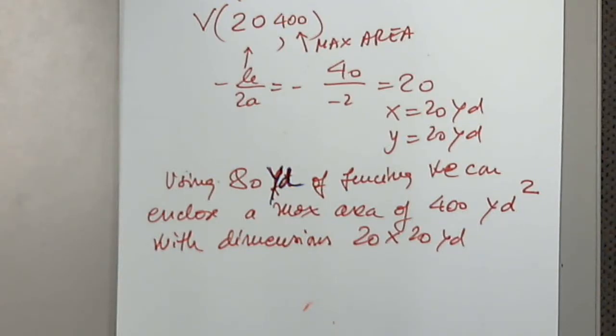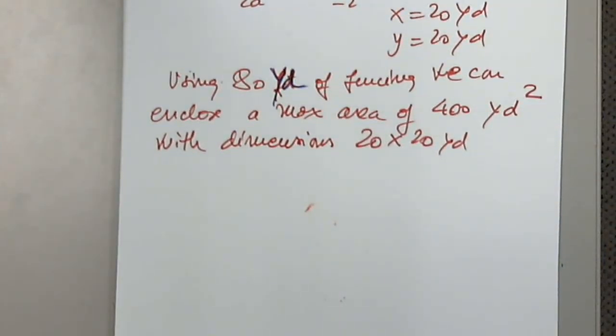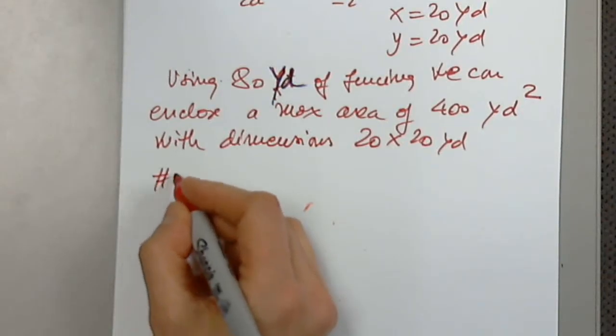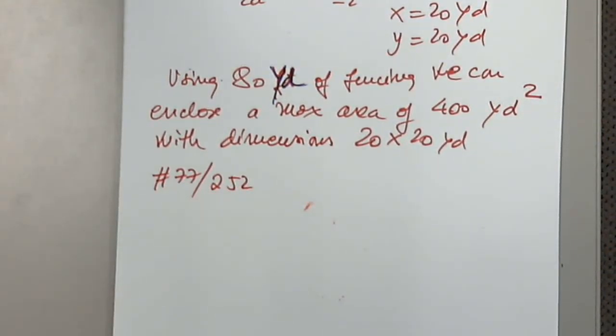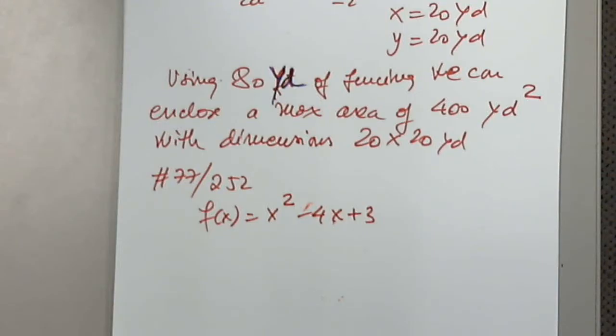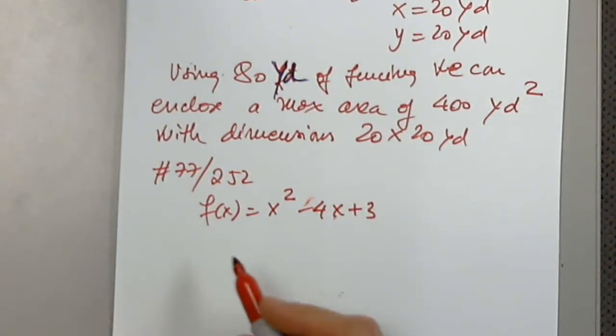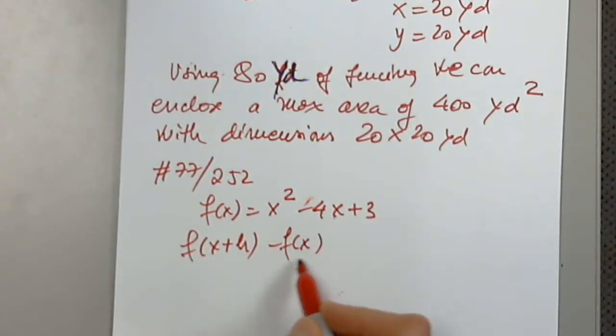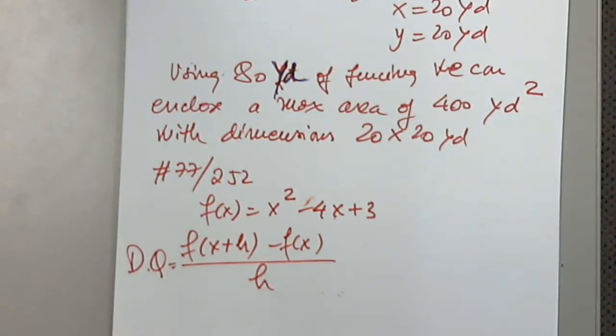Okay. I'm going back to other topics, and I would like to review the difference quotient. Let's review the difference quotient. It's on page 252. Let's say problem 77, in which we have f of x equals x squared minus 4x plus 3. We're asked to find and simplify the difference quotient, and that will be given to you: f of x plus h minus f of x, divided by h. So this is the difference quotient.